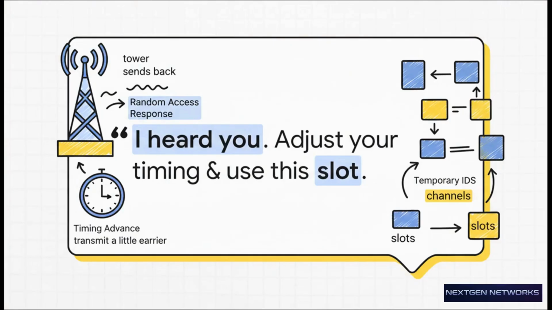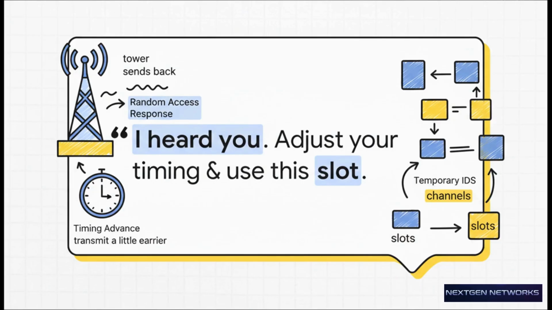Now for step 2, the tower sends back something called the Random Access Response. And this message is just brilliant. Based on when that preamble arrived, the tower instantly calculates your distance and sends back a timing advance command. That's the instruction to transmit a little earlier. It also gives you a temporary ID and a small grant of resources.